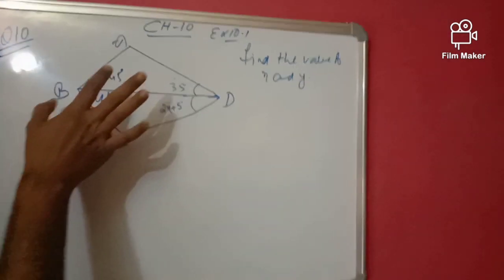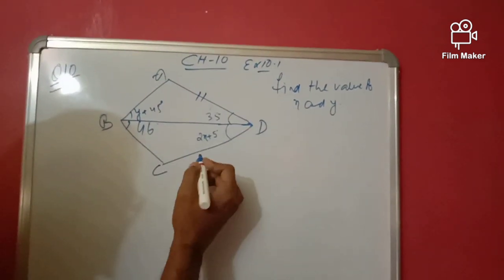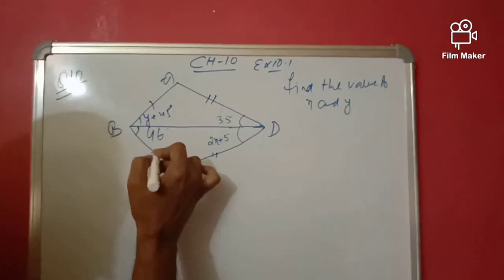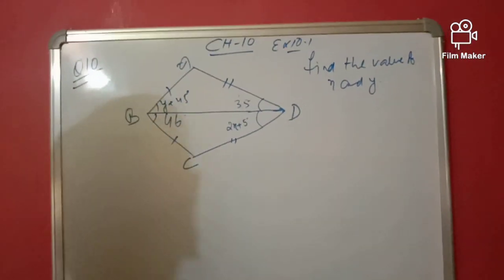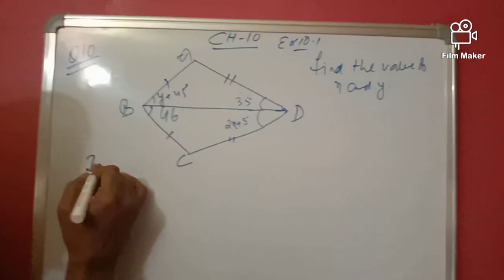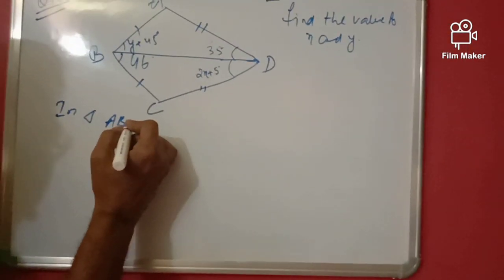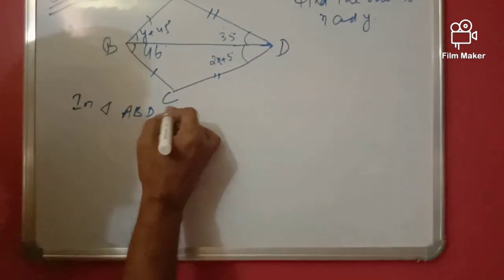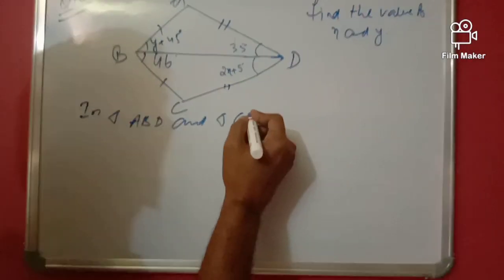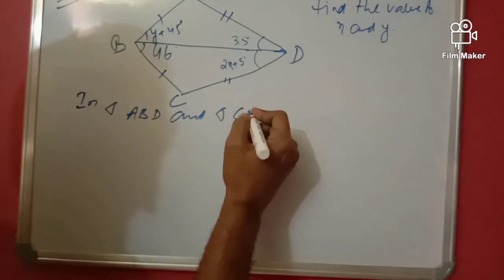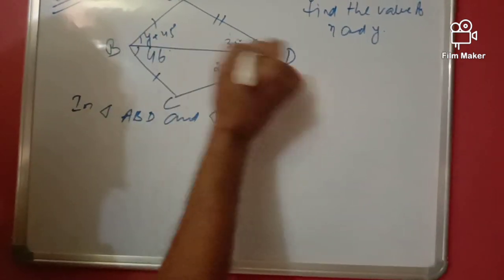ABCD is a figure. AD equal to CD and AB equal to BC. First of all, we have to prove this figure is congruent. So take two triangles according to the figure: triangle ABD and triangle CBD.